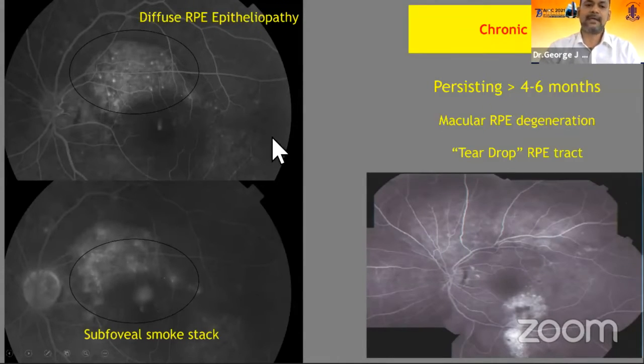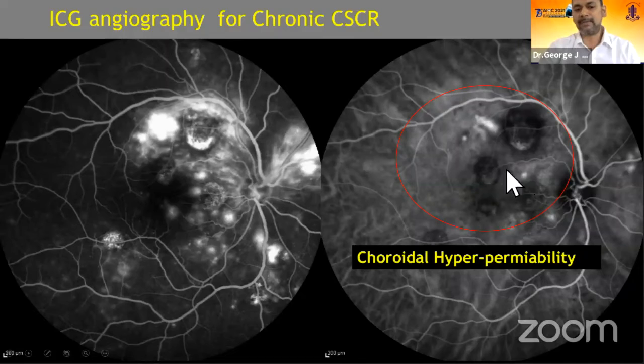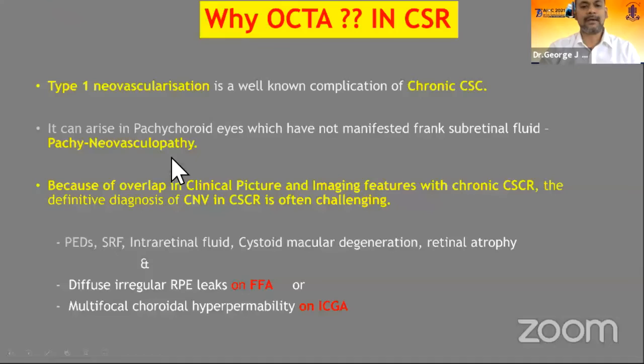And in chronic CSR, you see this kind of typical diffuse RPE epitheliopathy kind of leakage, or macular RPE degeneration, or teardrop kind of RPE tract. And ICG, as we already mentioned, shows these dilated pachyvessels and mid-phase choroidal hyperpermeability and fluorescein diffuse leakage. These are all classic for chronic CSR.